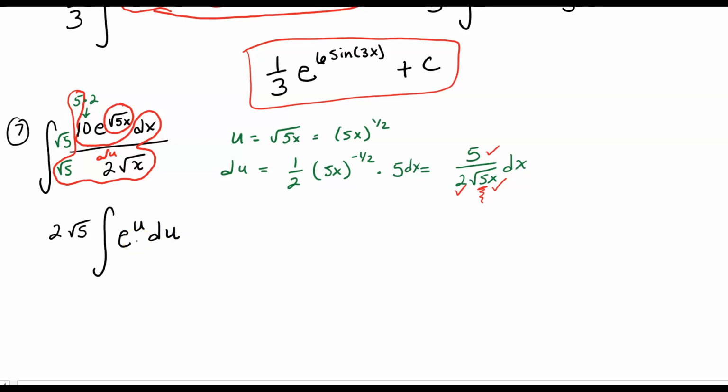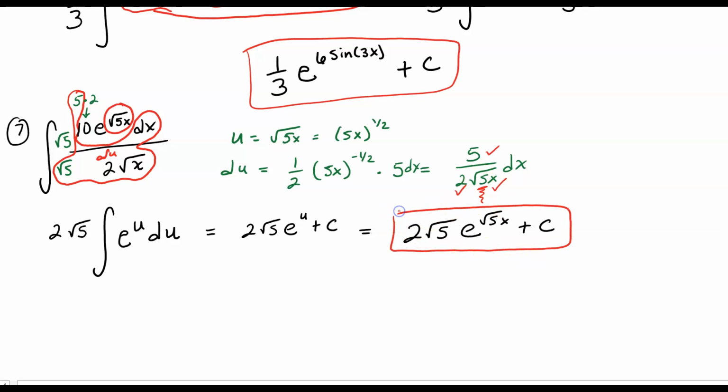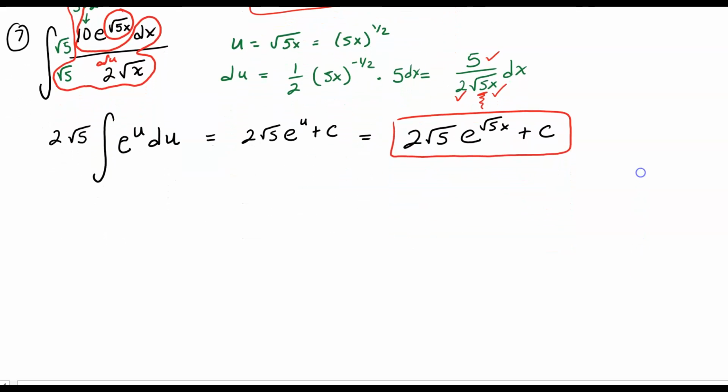Just like that. It almost seems like everything disappears. So that is pretty straightforward now. It's just 2 square root of 5 e to the u plus c, and we back substitute. 2 square root of 5 e to the square root of 5x, that was our original u, plus c. And we have that right there. All right, let's take a look at another integral, the last one for sure.